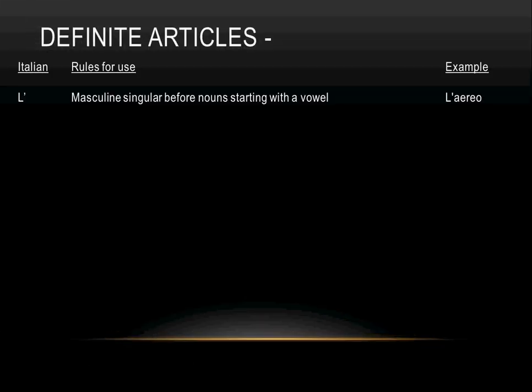For instance, l' is used before all masculine singular nouns starting with a vowel. So aereo, which means plane, becomes l'aereo, the plane. Now, technically, this is actually used before all singular nouns starting with a vowel, both masculine or feminine, but we've just broken it up into gender here, so you're going to see this one again. So l' before any masculine singular noun starting with a vowel, l'aereo.